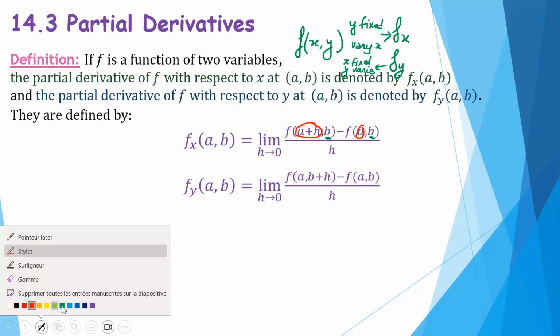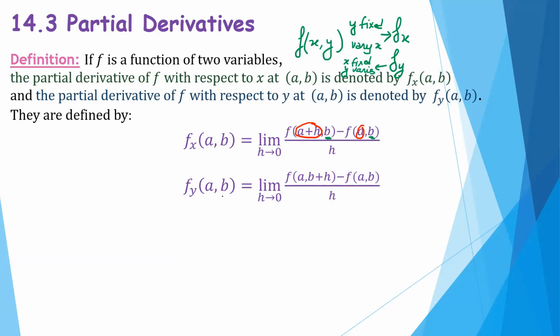Fy, the partial derivative with respect to the second variable y: here you see x is fixed and the second variable y varies, f of a, b plus h minus f of a, b. This is what we call partial derivatives. It's a derivative with respect to one variable, keeping the other variables fixed.